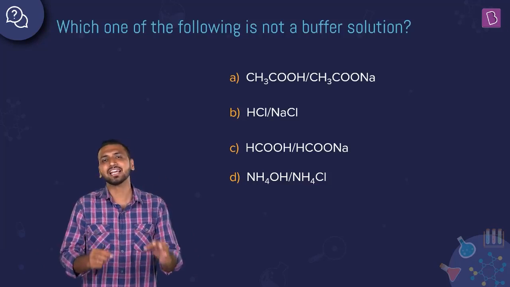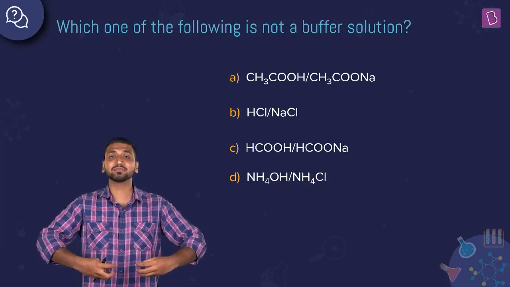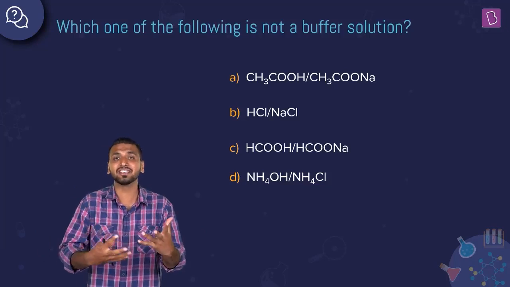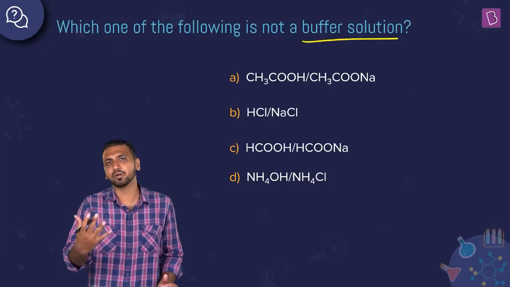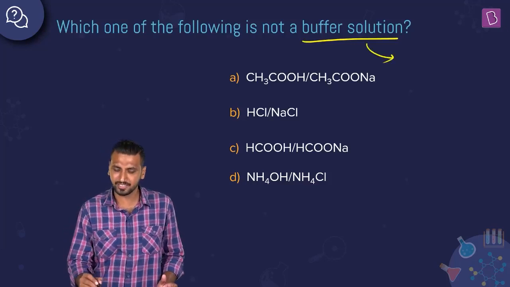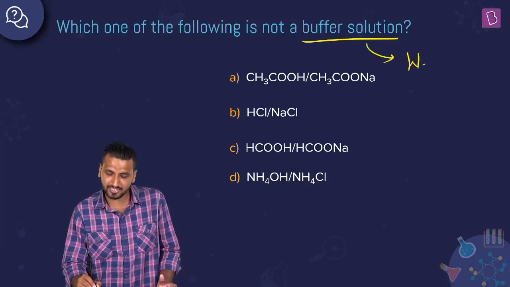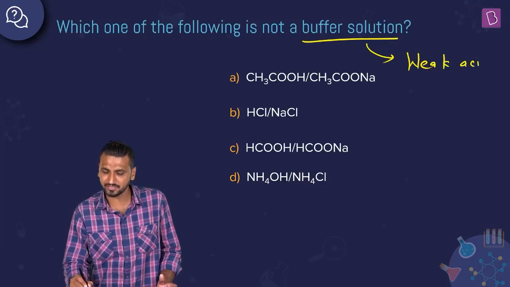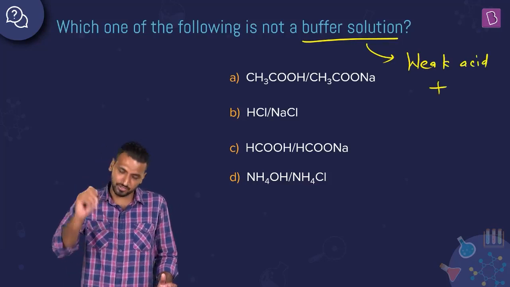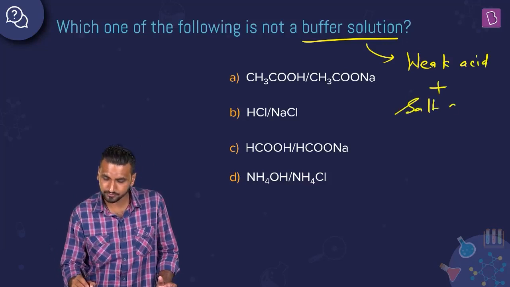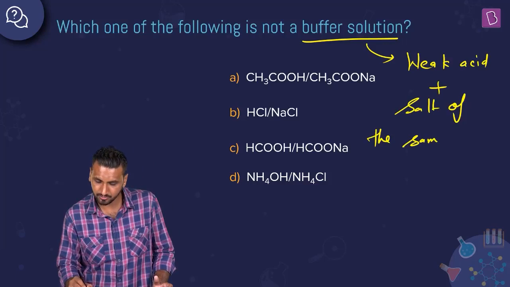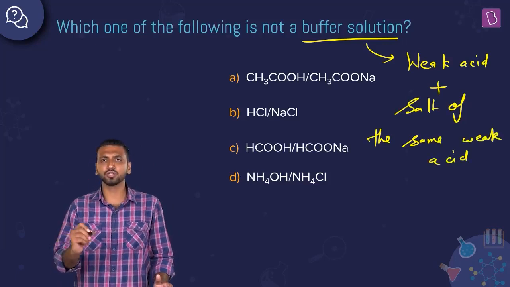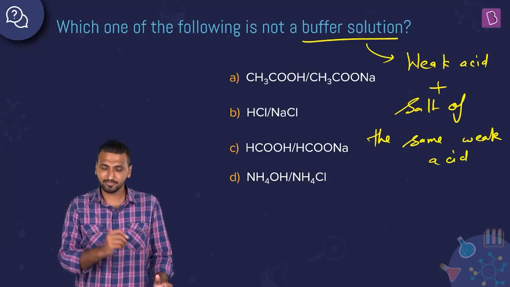In buffer solution, weak is more active. Weak is playing the central role. Weak is very important, right? So if you define buffer solution in general, what I say is buffer solution is a combination of weak acid plus the salt of the same weak acid. What do I mean by that?